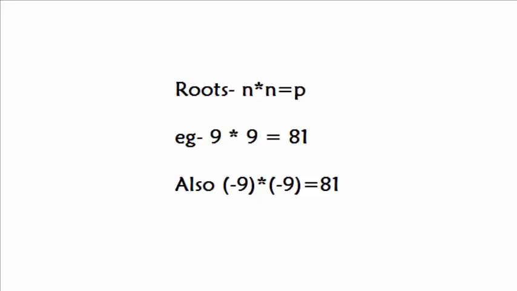Roots. A number n is said to be the square root of any number p such that n square is equal to p. Also, minus n the whole square is equal to p. Example, 9 is the square root of 81. Also, minus 9 the whole square is 81.